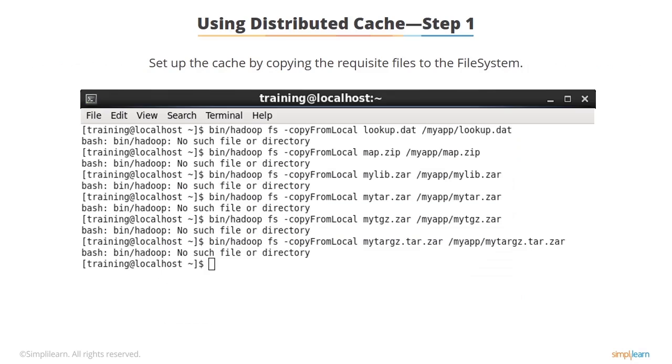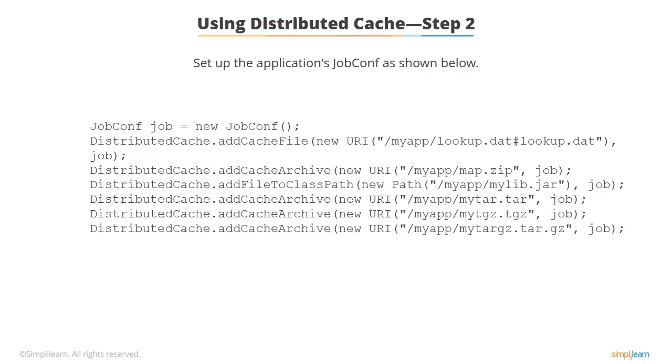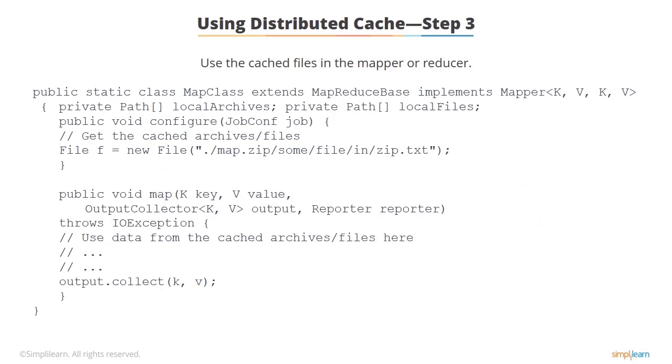Here are the steps to use distributed cache in Hadoop. First, set up the cache by copying the requisite files to the file system. Set up the application's job config as shown. Use the cached files in the mapper or reducer.